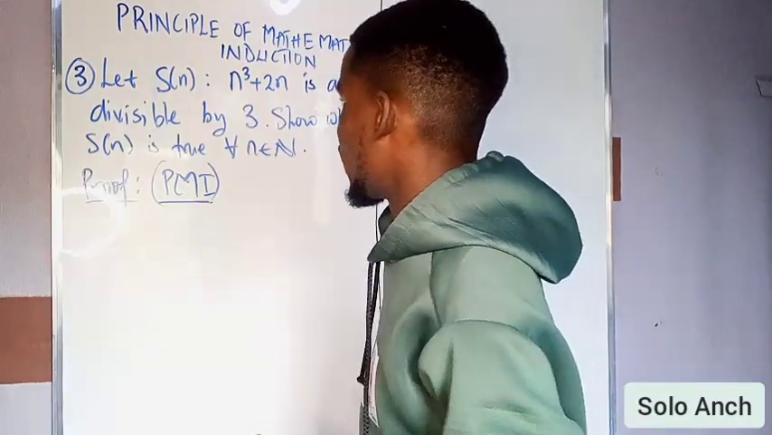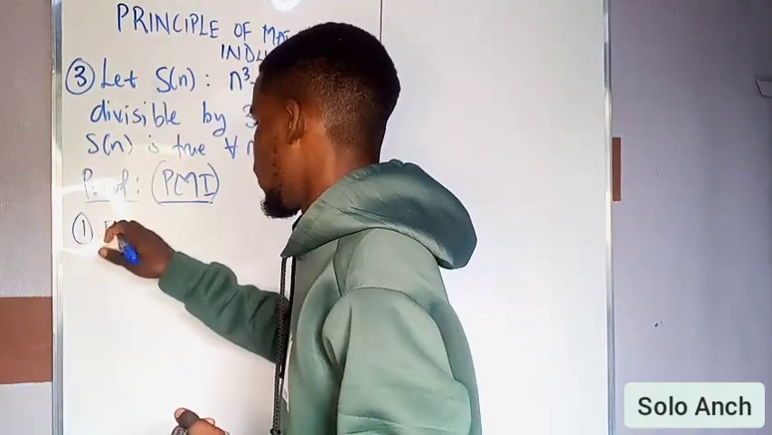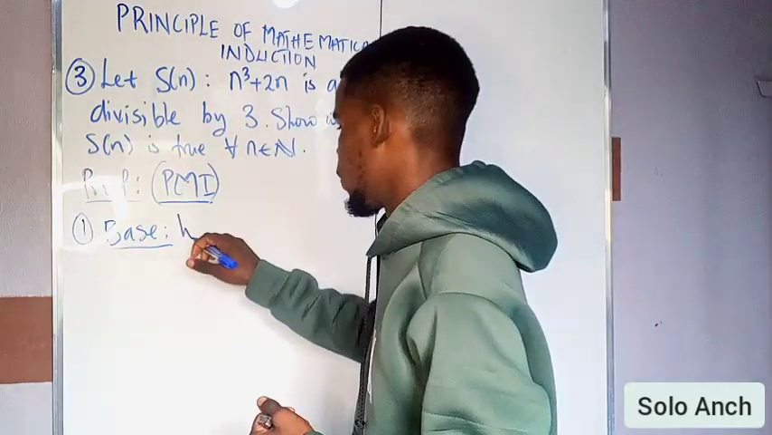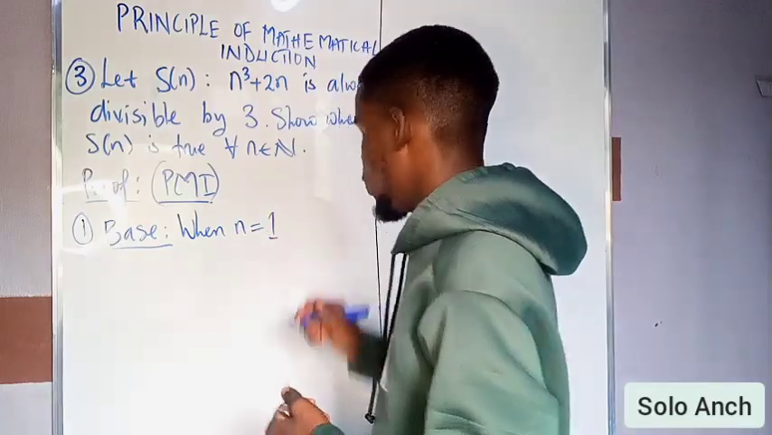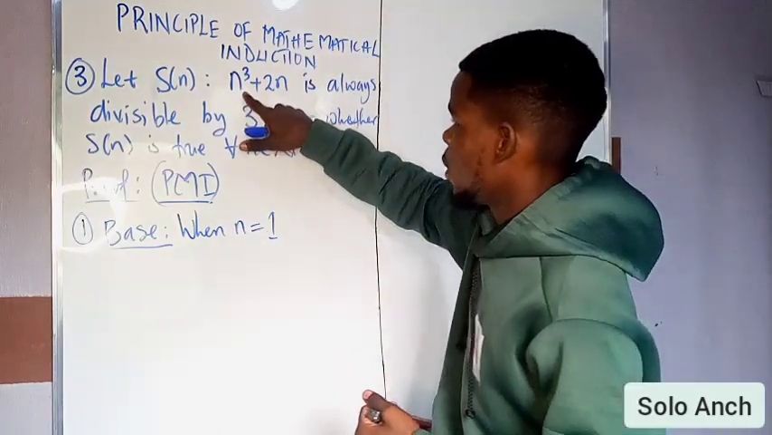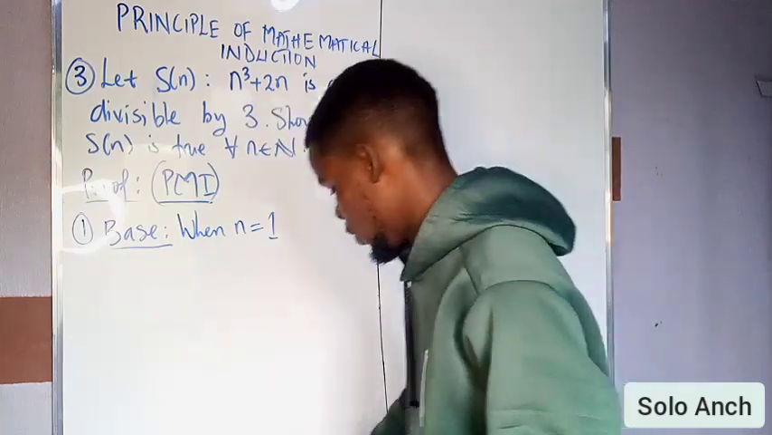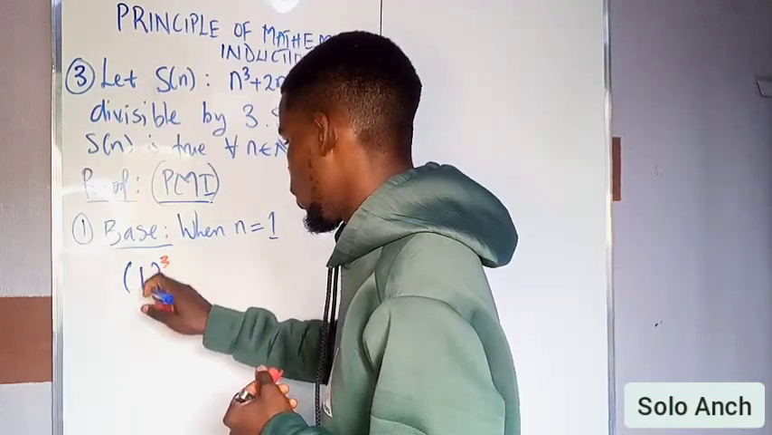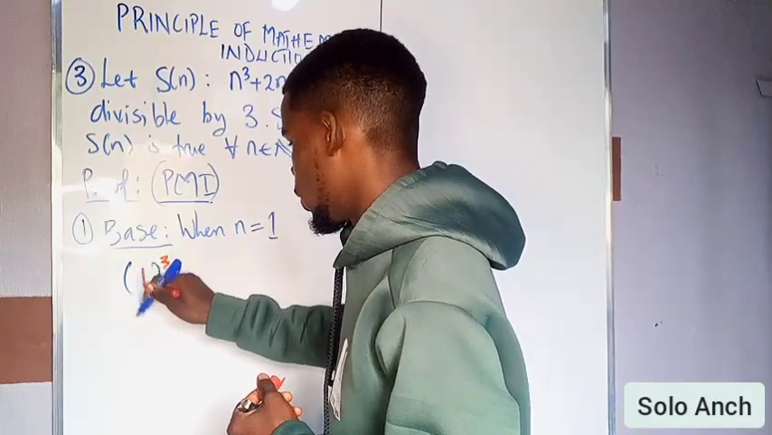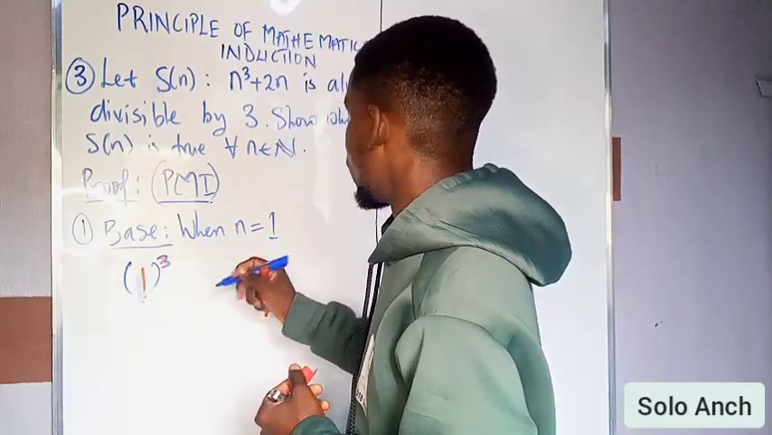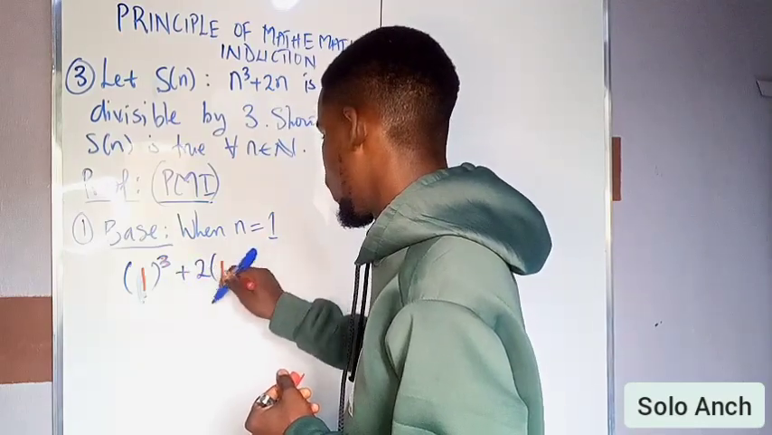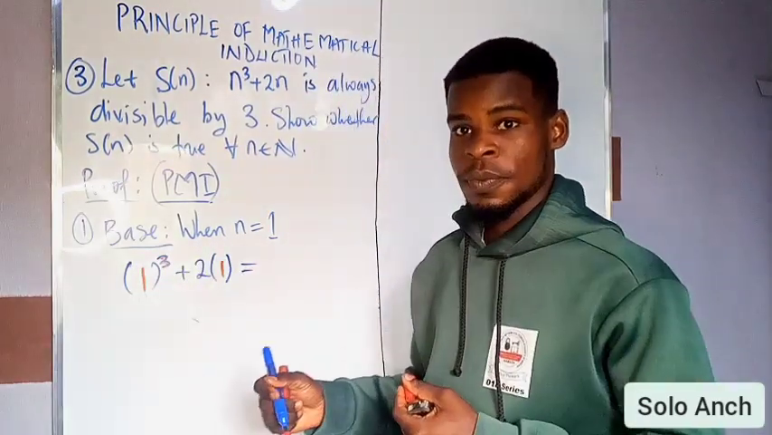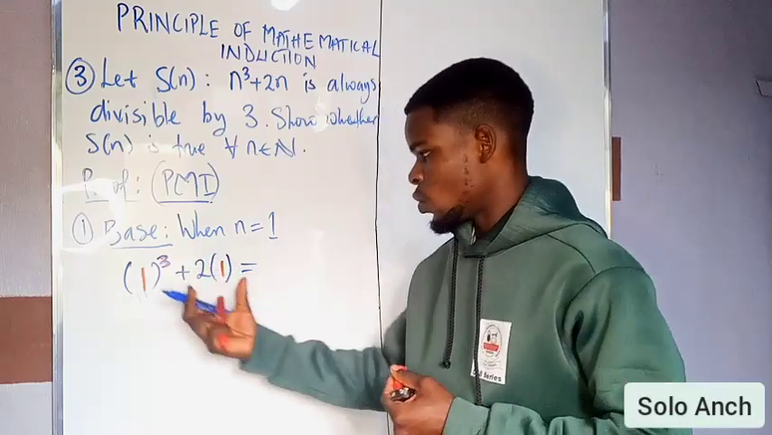Alright, great. So let's see what we have. So for the base case, we check when n is 1. We want to check if this will be true, that is, will this number be divisible by 3 when n is 1? Okay, so in other words, we're going to take the cube of 1, and add it with 2 times 1. This is what this gives us. 1 to the third power is 1, plus 2 times 1 is 2. So 1 plus 2 is 3.